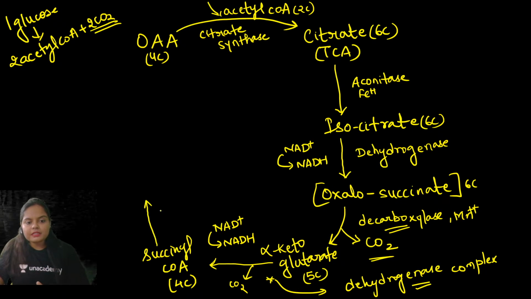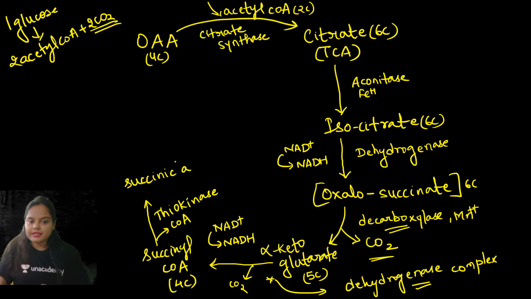bond is a high energy bond. Okay, so what happens in the presence of enzyme thiokinase? In the presence of enzyme thiokinase, this bond between the succinyl and coenzyme A is broken. That means the coenzyme A molecule is released, and the succinyl coenzyme A gets converted into succinic acid. I'll be writing succinate only, to save the space.